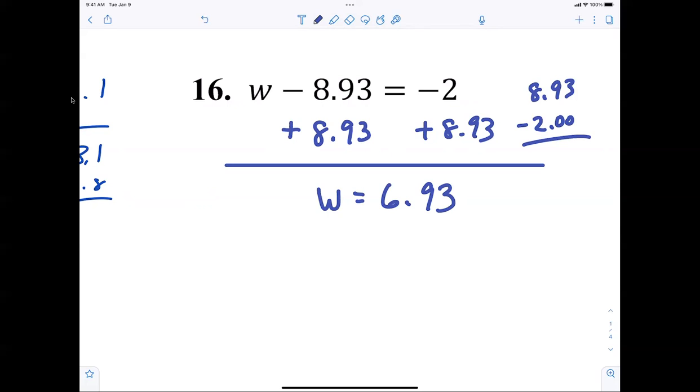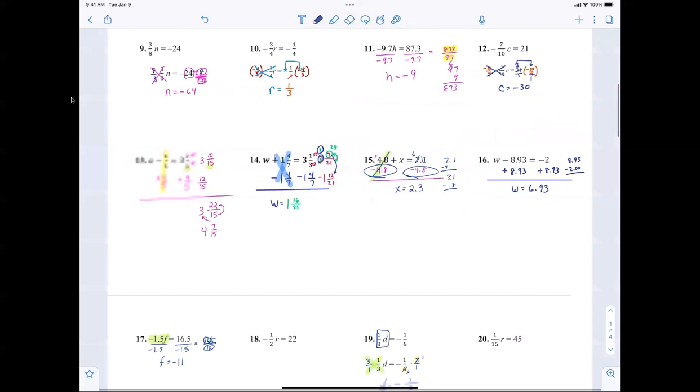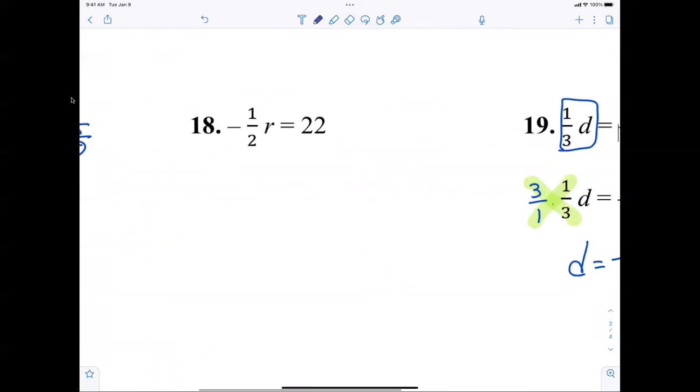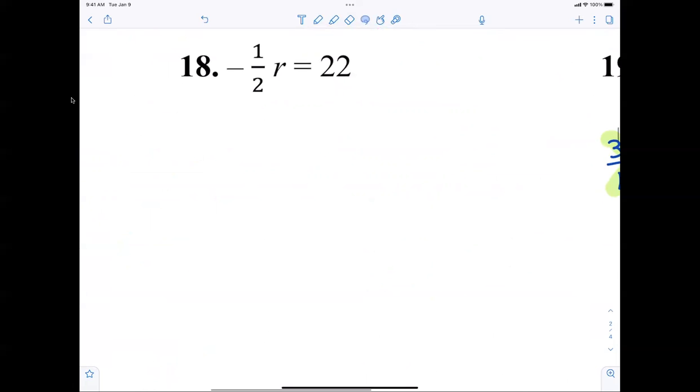All right, anybody have any questions? Any questions? Okay, keep going. Here we go, 18, another fraction. All right, come on, Claire. What am I multiplying by?